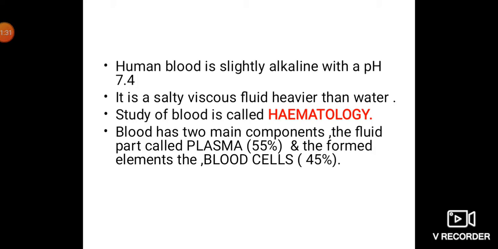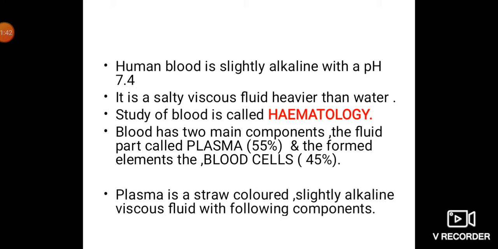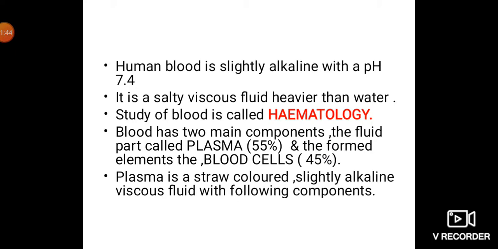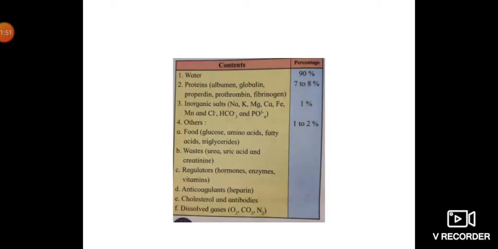The fluid component is called plasma, which forms 55%, and the formed elements, that is the blood cells, constitute 45%. Plasma is a straw-colored, slightly alkaline, viscous fluid with the following components. This sketch is taken from the textbook.